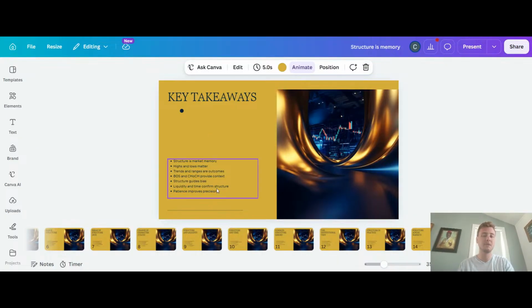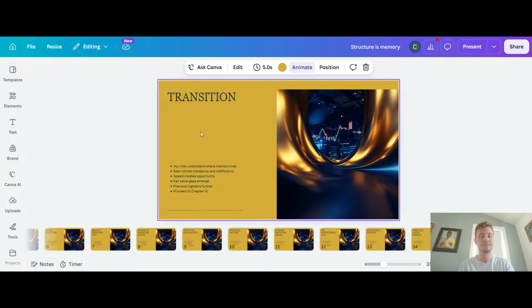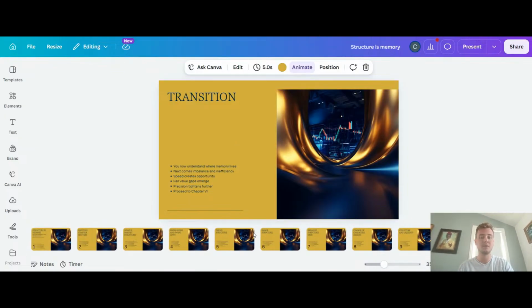Structure is market memory. Highs and lows matter. Trends and ranges are outcomes. Volume and charts provide context. Structure guides bias. Liquidity and time confirm structure. Patience proves precision. And that is this chapter. Good old structure's memory. Over time, you can really realize how much of a memory game trading truly is. History rhymes and history repeats. And that is all for this chapter.